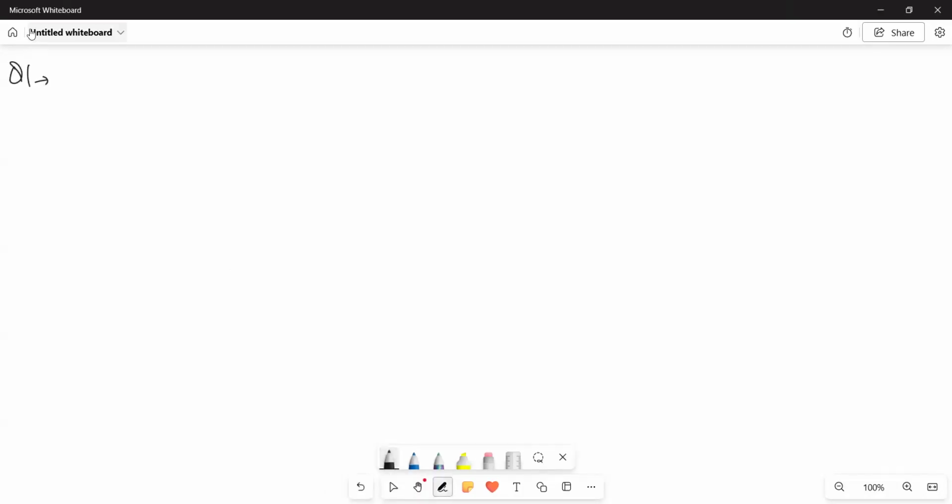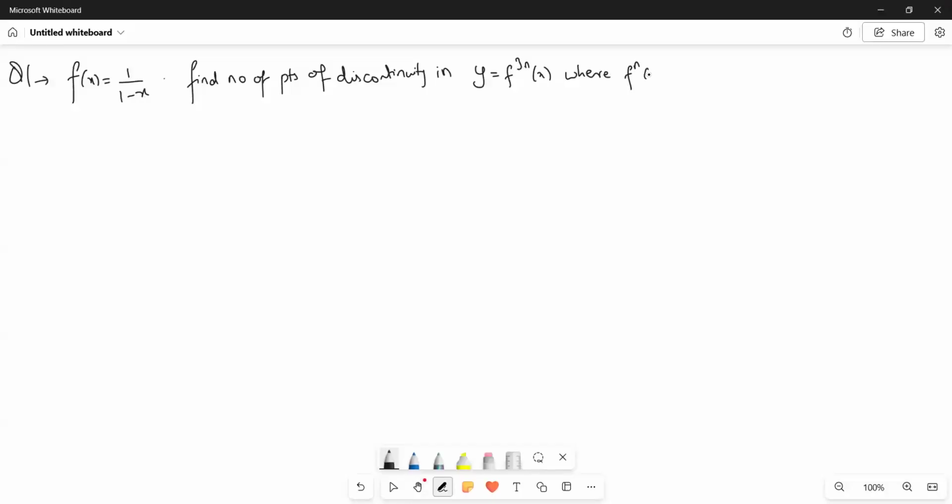Question. If f(x) is defined as 1 by 1 minus x, then find the number of points of discontinuity in y is equal to f of 3n x, where f of n x is defined as f of f of f(x) taken n times.